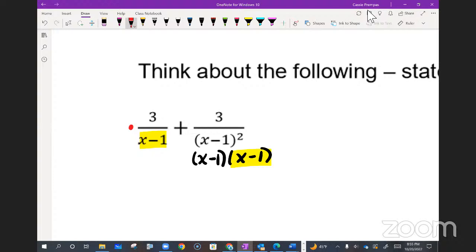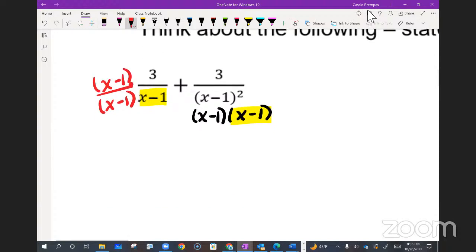So it has one x minus 1, but it needs one more. And we know that when we're multiplying a fraction, we really have to multiply it by the value of 1. And any number divided by itself is 1. So that's why we're multiplying by x minus 1 over x minus 1. So if you were asked what is the least common denominator for these two fractions, it would be x minus 1 squared.